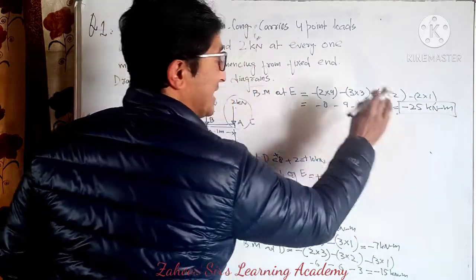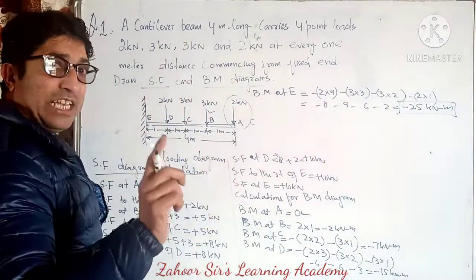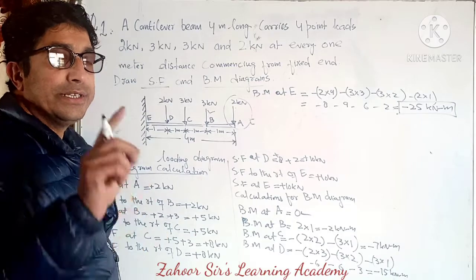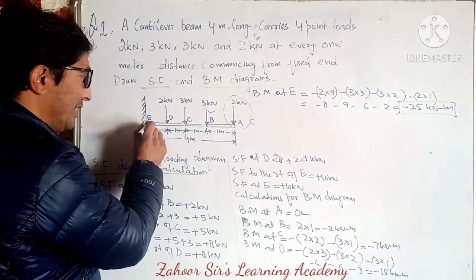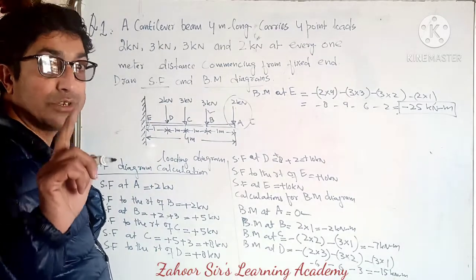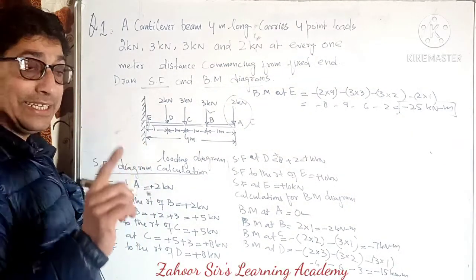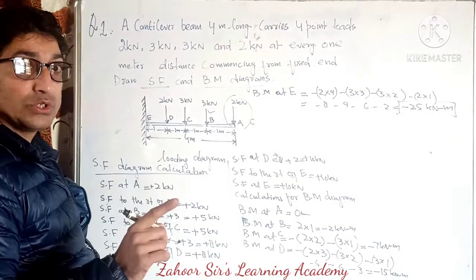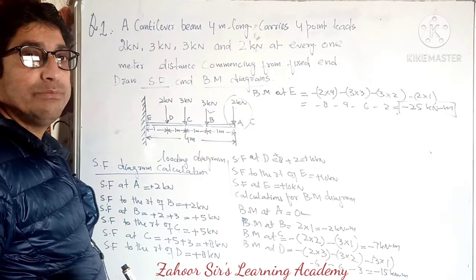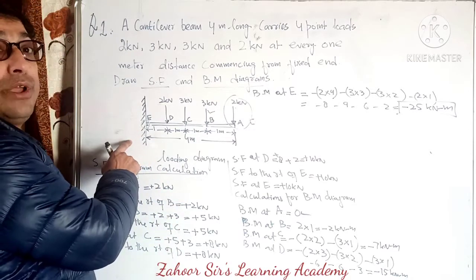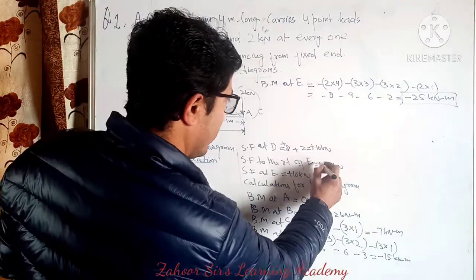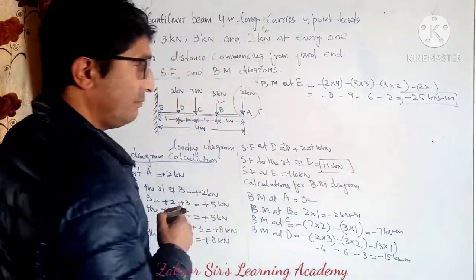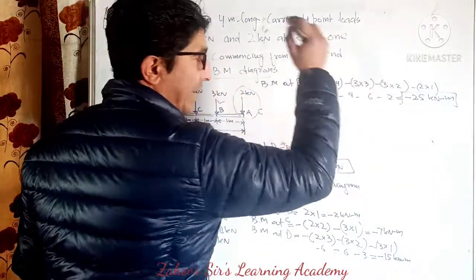That is the maximum bending. In case of a cantilever beam, the maximum bending occurs at the fixed end. That is the point one which you need to remember. And the second thing, the maximum shear force in case of a cantilever beam is also where it is fixed, that is point E. So it was 10, so maximum shear force and maximum bending.